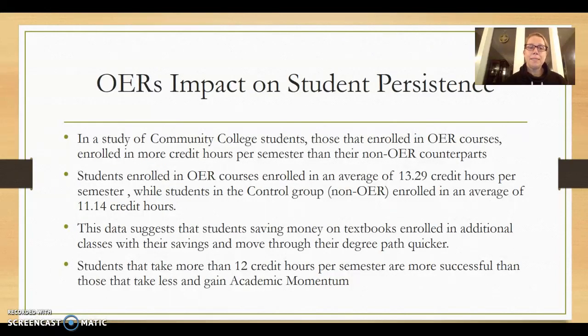OER impact on student persistence. So student persistence looks at the number of credit hours students register for from semester to semester. Students enrolled in OER courses averaged above full-time status at 13.29 credit hours, while students in non-OER courses enrolled in an average of 11.14 credit hours, below full-time status. Data suggests that students saving money on textbooks enrolled in additional courses, possibly with their savings, which is going to help them move through their degree path quicker, which is another theory known as academic momentum. Academic momentum states that students that take 12 credit hours or more per semester gain momentum towards completion of their degree.